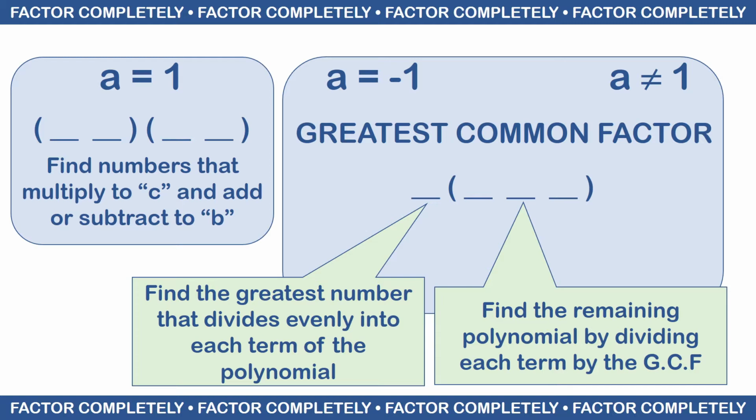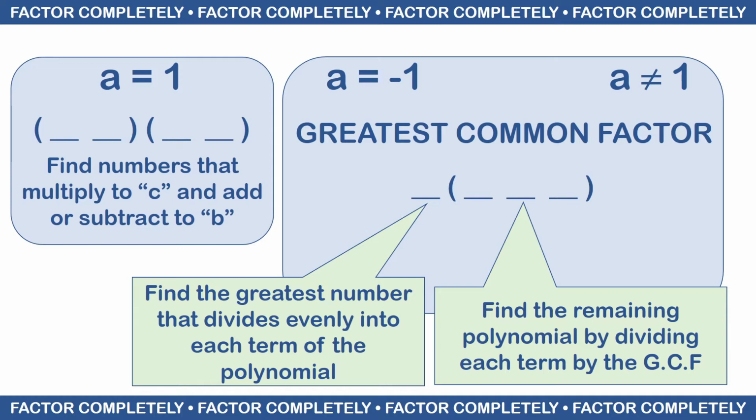If your A is -1, or if your A is not 1, the first thing that you're going to need to do is try to take out the greatest common factor. So you want to find the greatest number that divides evenly into each term of your polynomial. That will be the greatest common factor.